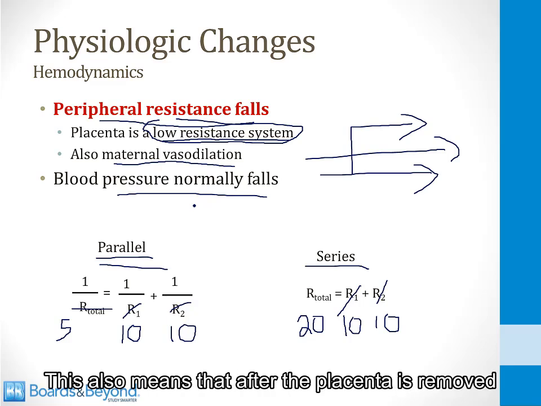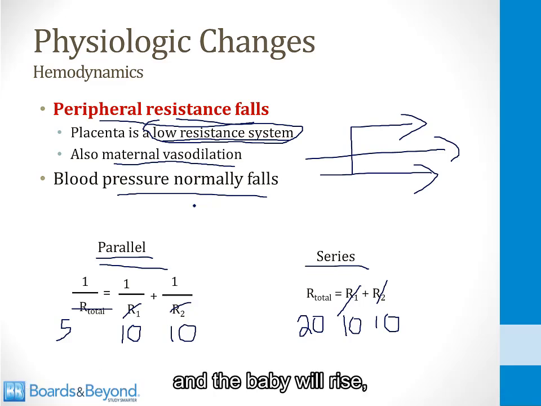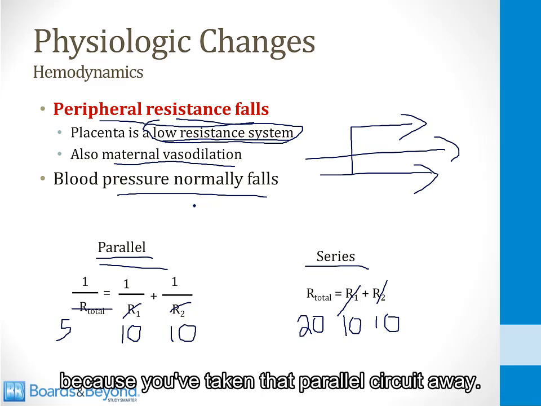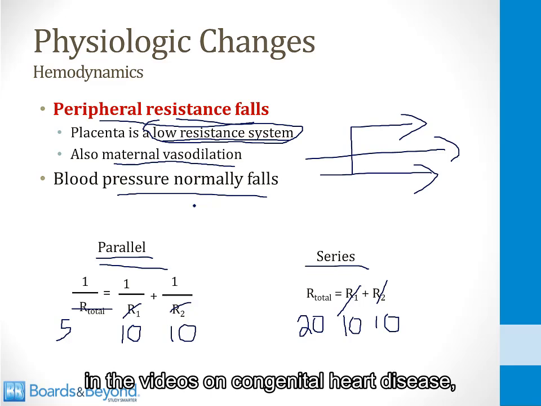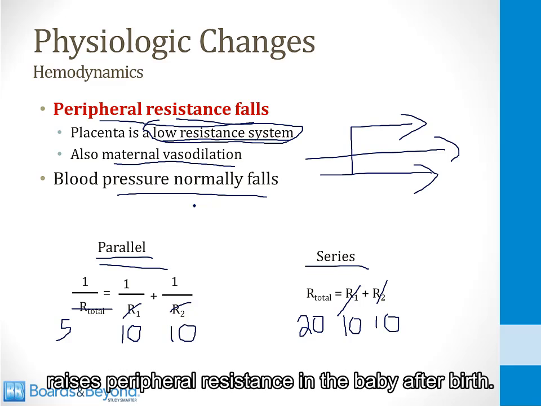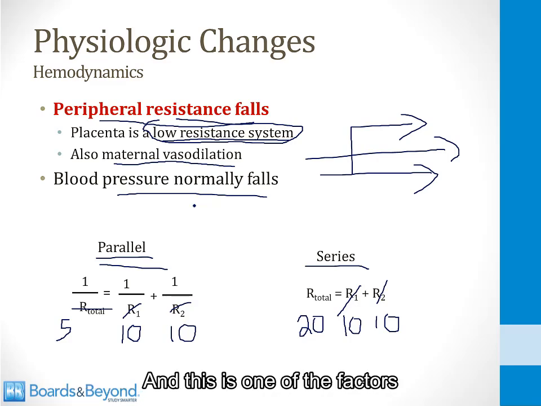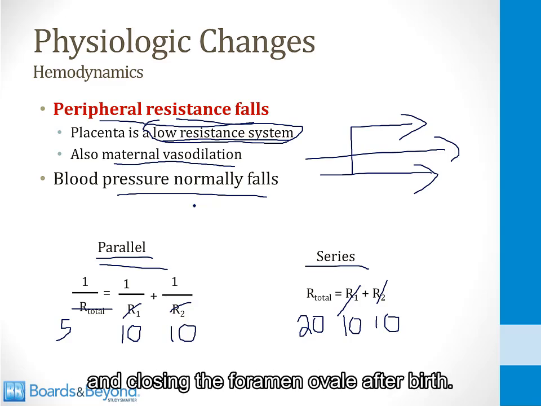This also means that after the placenta is removed after birth, the peripheral resistance for both the mother and the baby will rise because you've taken that parallel circuit away. And in the cardiology section in the videos on congenital heart disease, I talk about how removal of the placenta raises peripheral resistance in the baby after birth, and this is one of the factors that contributes to raising left atrial pressure and closing the foramen ovale after birth.